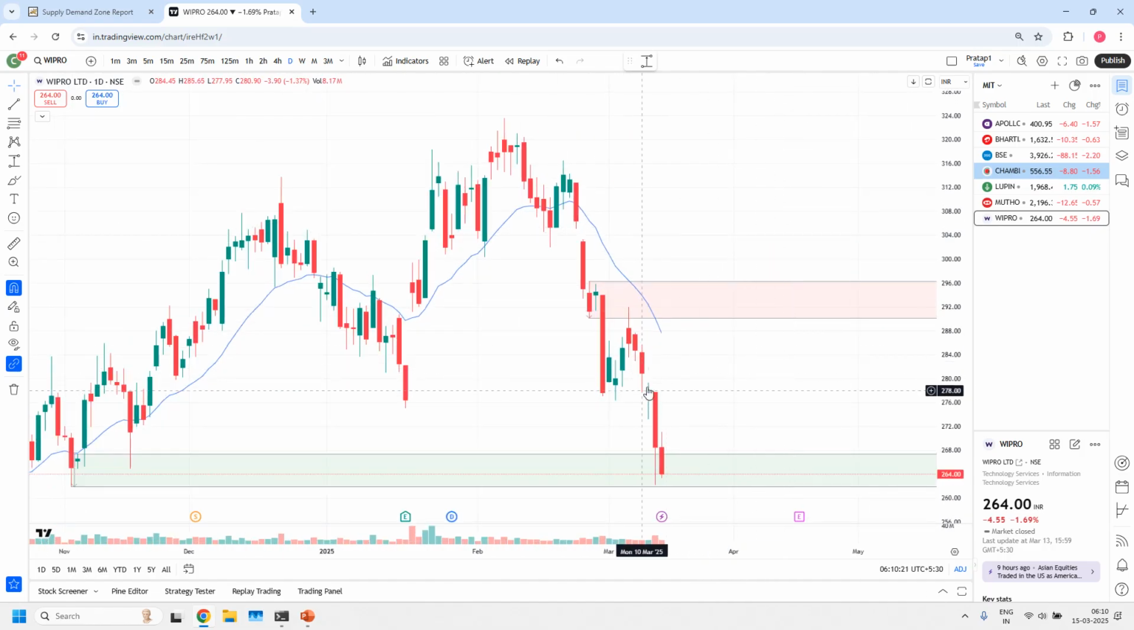Some of you may ask why we are not considering this base candle. Same again, hidden body. The moment you add the hidden body, see, it is getting a drop up to here. And it is a large candle.